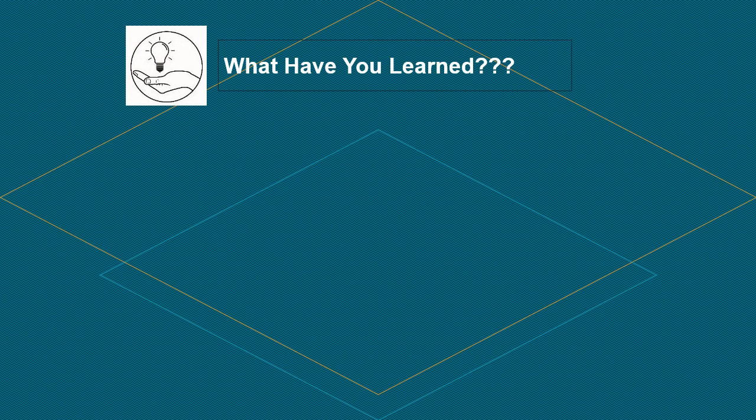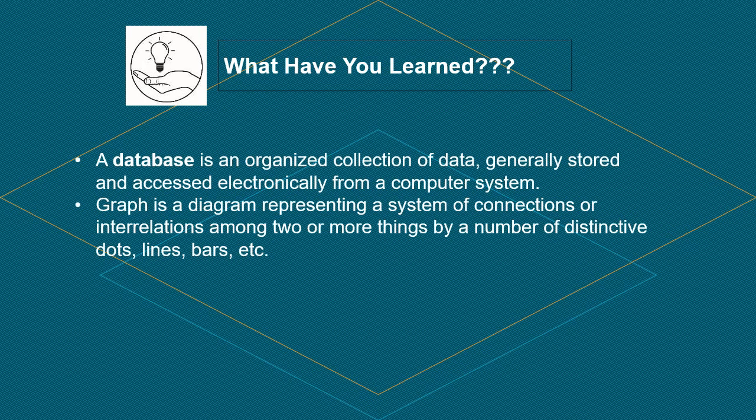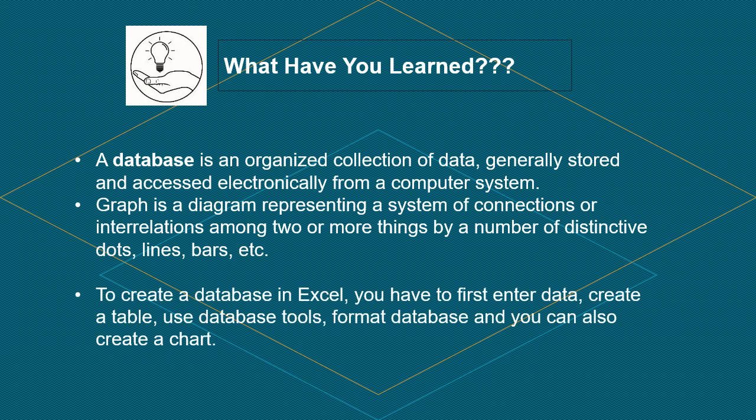Alright, we are done with our topic. Let us review what you have learned. A database is an organized collection of data generally stored and accessed electronically from a computer system. And a graph is a diagram representing a system of connections or interrelations among two or more things by a number of distinctive dots, lines, bars, etc. To create a database in Excel, you first enter data, create a table, use database tools, format the database, and you can also create a chart.